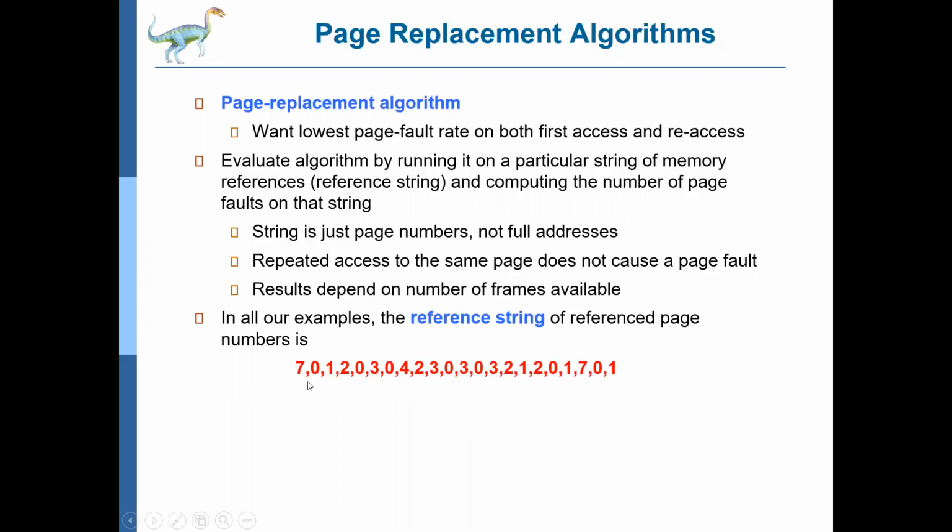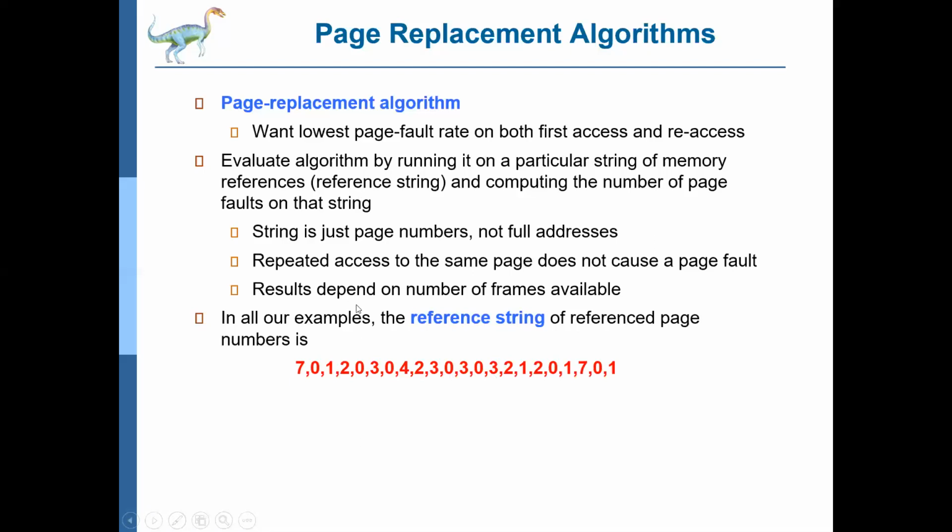For example, this is a reference string given. It means that the processor needs page 7, then page 0, then 1, then 2, then 0, and this is the order in which the pages are being requested. So the string is just page numbers. These are not full addresses, only the page numbers. A full logical address has a page number and an offset, and is in binary form. This is not like that. Here we have written it symbolically.